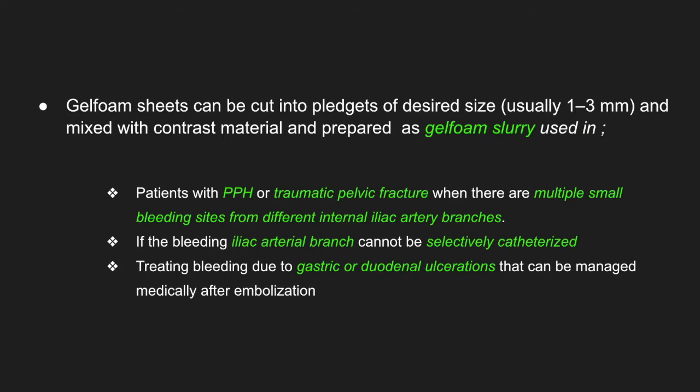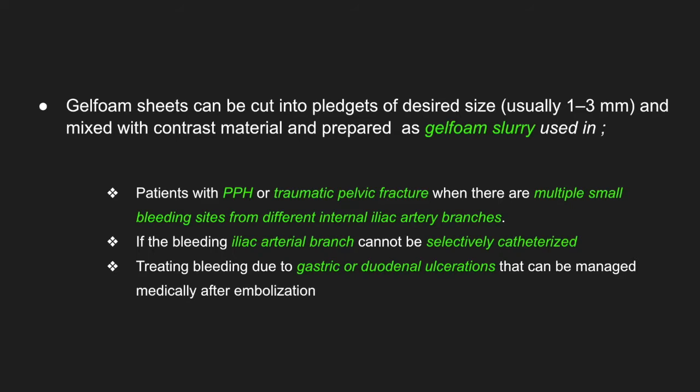Gelfoam sheet can be cut into pledgets of desired size, usually from 1 to 3 millimeters, mixed with contrast material, and prepared as a gelfoam slurry. We can also make gelfoam as torpedoes, so we will see where we use gelfoam slurry and where we use gelfoam torpedoes. We use gelfoam slurry when you have a patient with postpartum hemorrhage or traumatic pelvic fracture, where there are multiple bleeding sites from the different iliac artery branches. In this case, you would want to temporarily occlude or embolize the internal iliac artery, since you can go into different vessels.